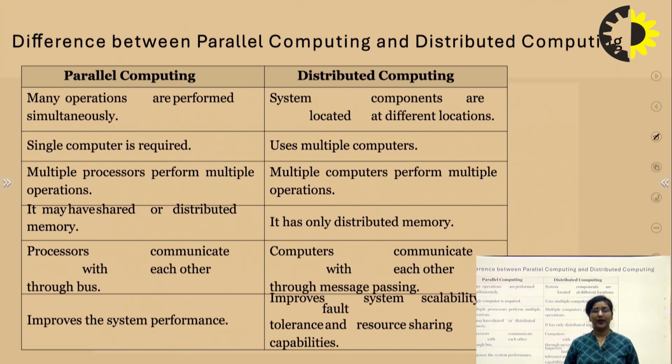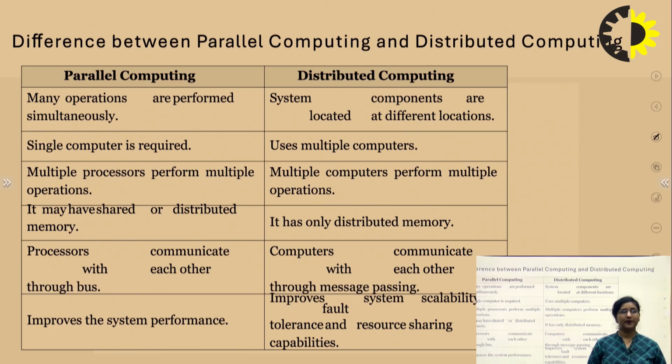So, till now we have discussed what distributed computing is and what parallel computing is. Now, let's see, because more or less they seem to be similar, but there are a few differences between them. Let's see the differences between parallel computing and distributed computing. In parallel computing, many operations are performed simultaneously. In distributed computing, system components are located at different locations. Parallel computing requires a single computer and the task is broken up. Distributed computing uses multiple computers.